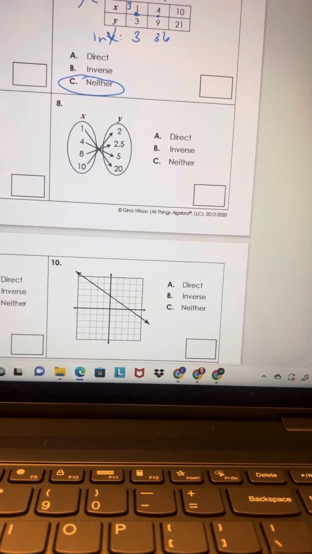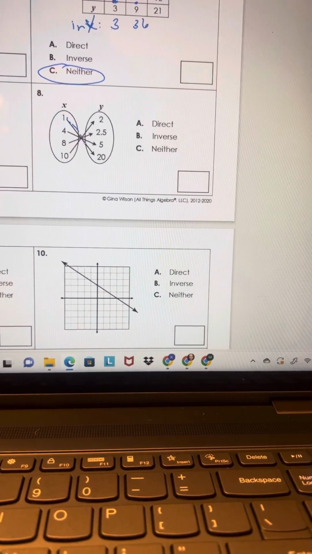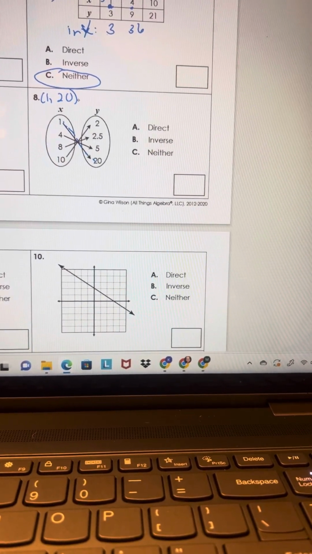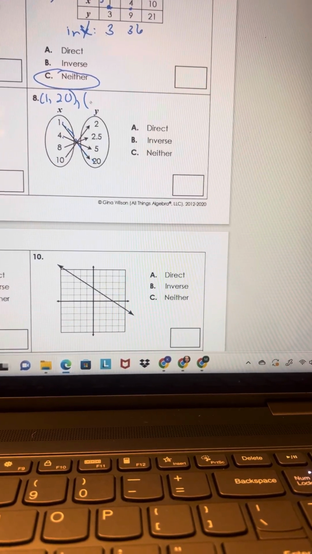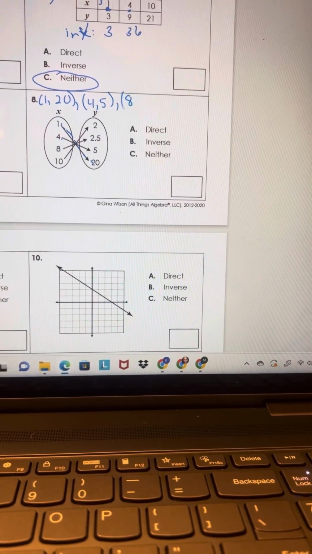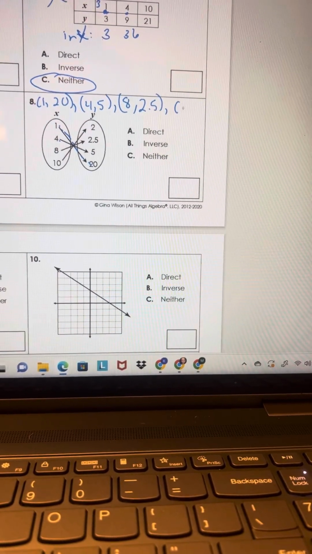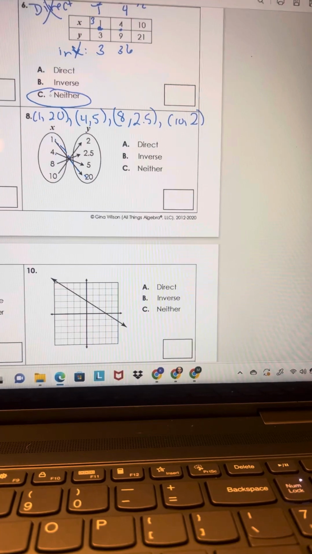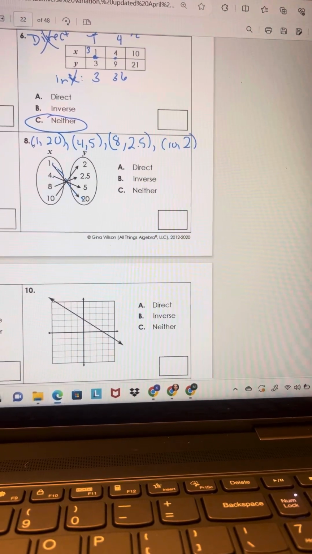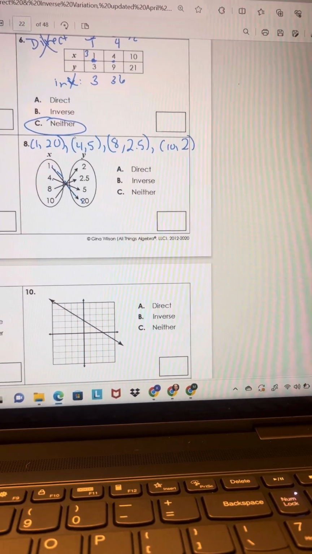Looking here at number 8, what you need to find here is that this x1 goes with 20. So I'm going to make the ordered pairs first. 4 goes with 5. 8 with 2.5. And 10 with 2. So I already can look at this and tell when I divide, 20 divided by 1 is 20. 5 divided by 4 is 1 1/4.